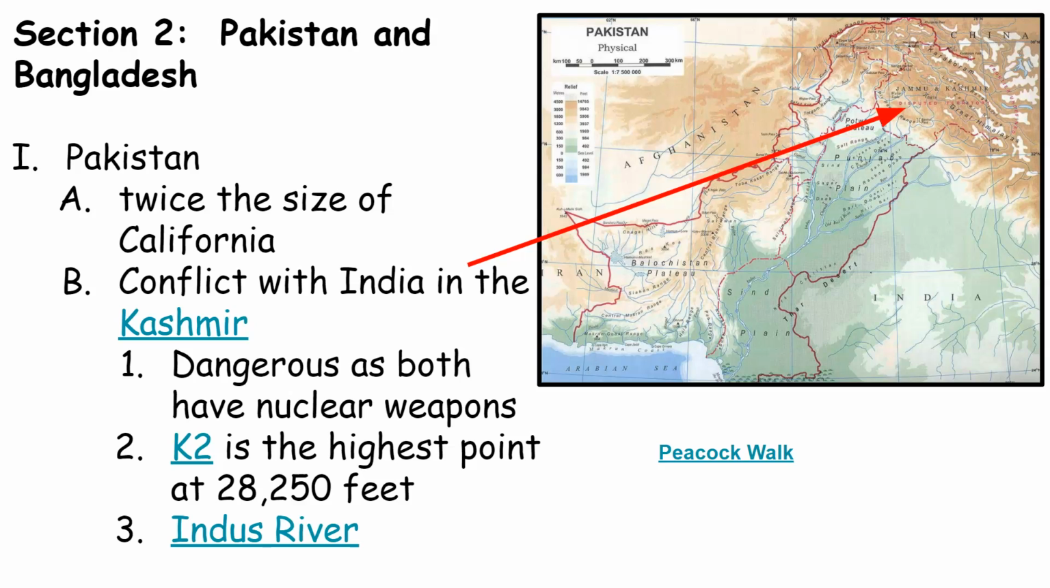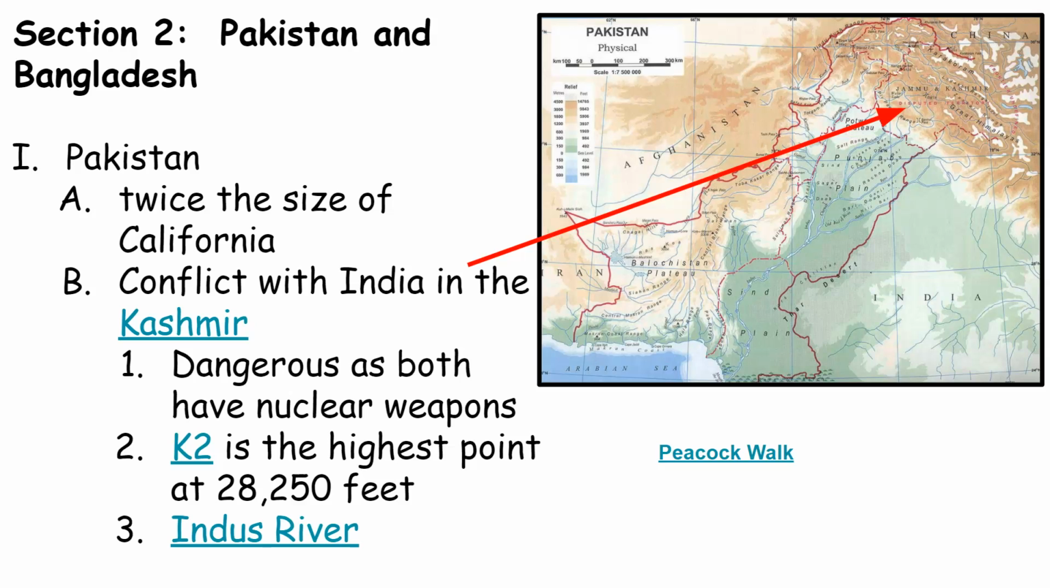Certainly also, when it comes to more of the physical geography, K2, which is a part of the Himalayas, is one of the highest points in Pakistan. It's also one of the higher points in the world. It's at about 28,250 feet.